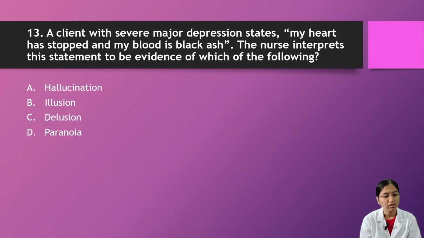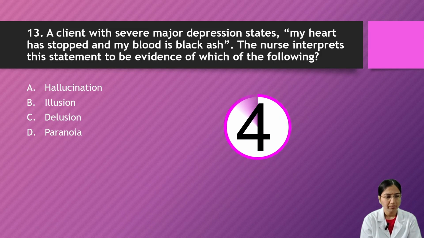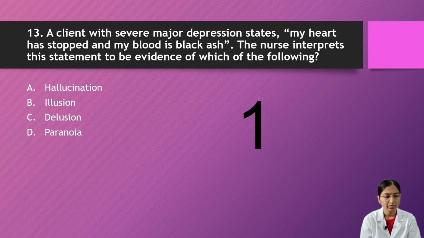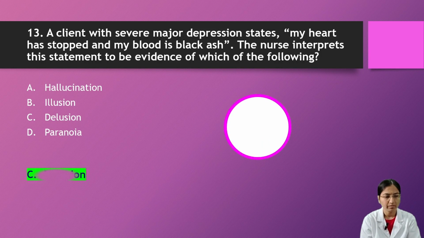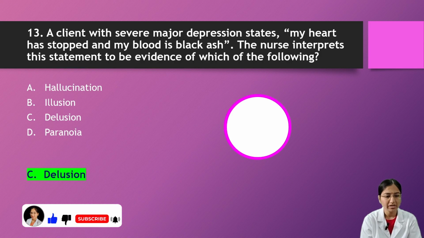Next question. A client with severe major depression states, my heart has stopped and my blood is black ash. The nurse interprets this statement to be evidence of which of the following? Here are the options. Right option is C. That is delusion.